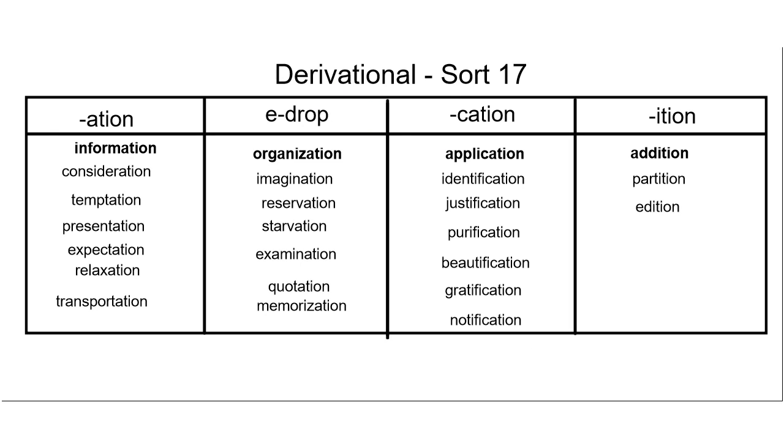How did you do? Did you notice that all of the words in the ation category, the base word ends in a consonant? Transport, relax, expect, present. While the words that have an E drop, the base word ends in an E. Memorize, quote, examine, starve, reserve. As you sort your words this week, be very careful to pay attention to the root word and how those suffixes are attached to the end of those roots.